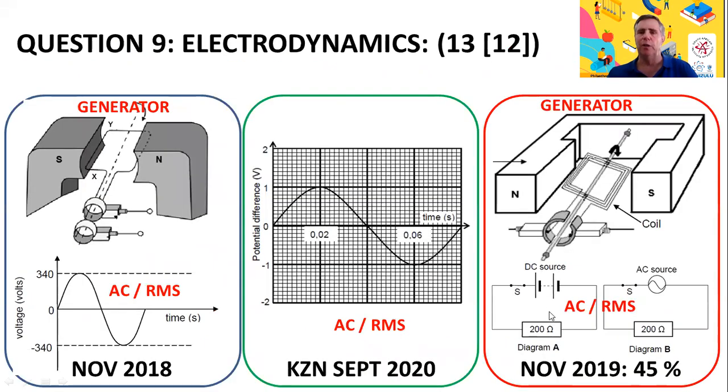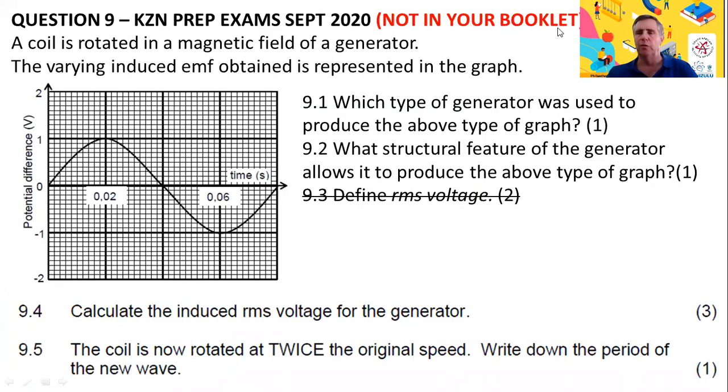Now, another illustrative question, also not in your books. This is from the KwaZulu-Natal trial paper, September 2020. Just wanted to show you that compared with other national papers, this was quite different. It was just a graph, no picture of a generator, and the calculations were all related to the graph. Let's have a look at it. So again, this is not in your booklet, so just follow on the screen.